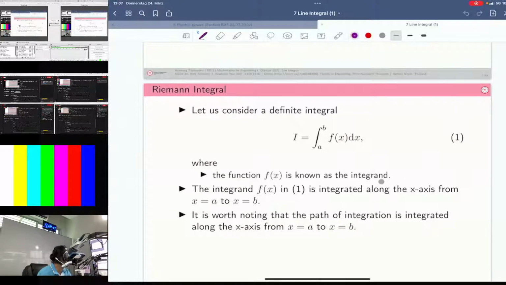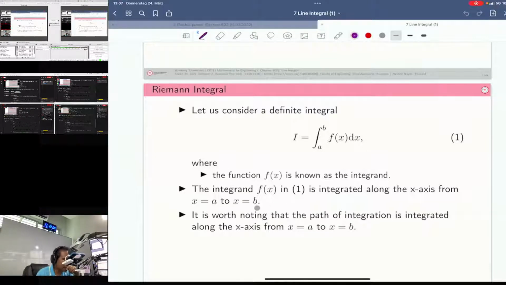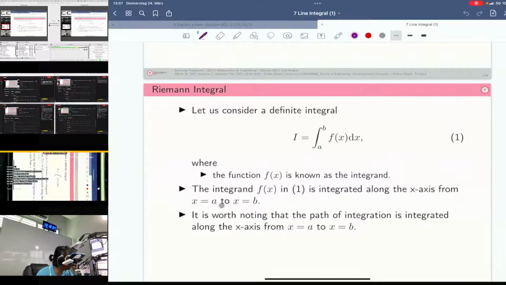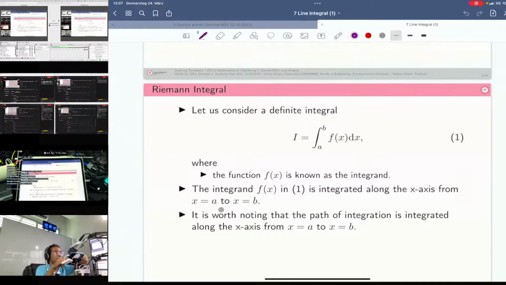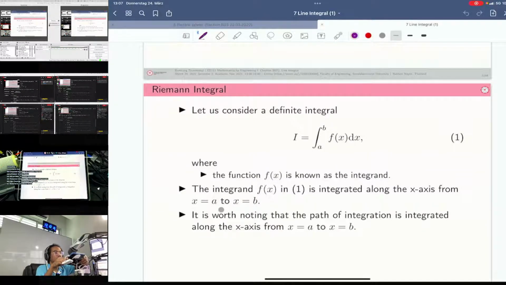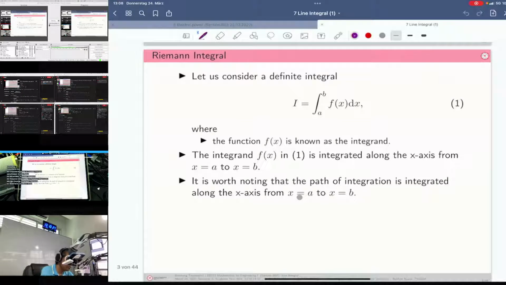It's denoted by this one, the integrand. Sorry, I forgot to plug in this one. And the next one, the lower limit starts from a to b, and b is the upper limit.